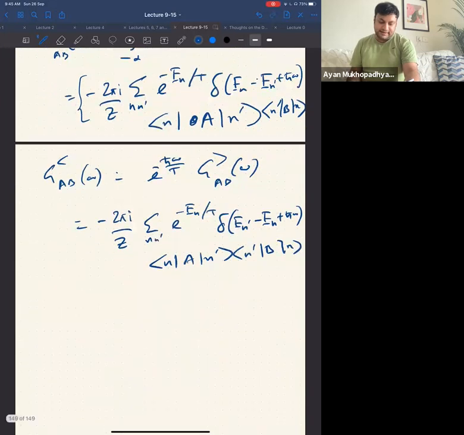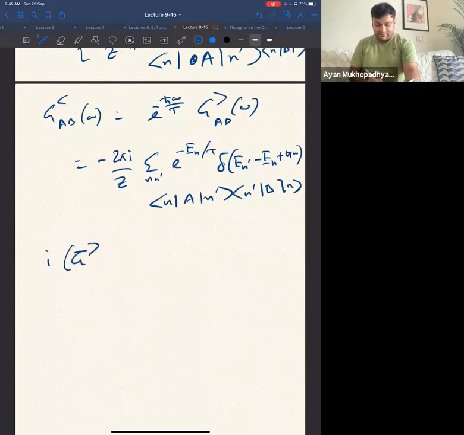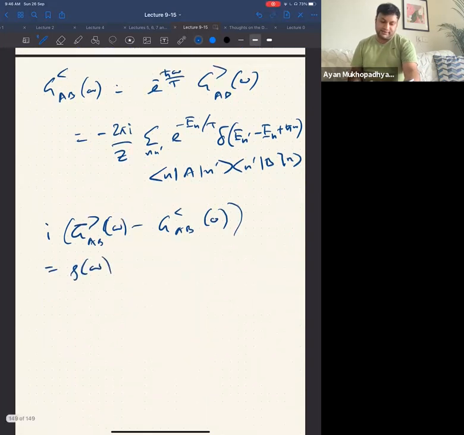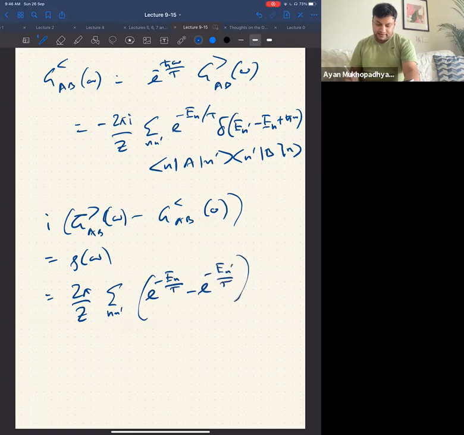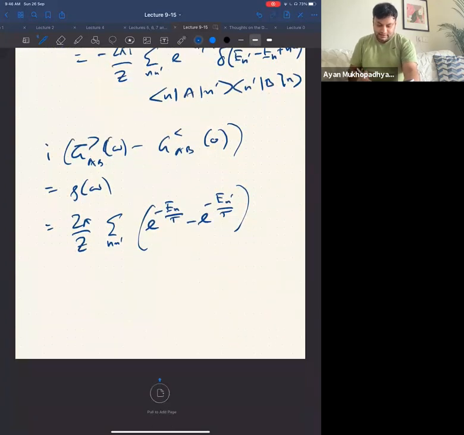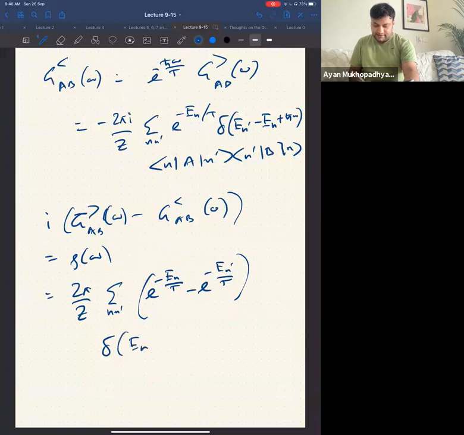So one interesting thing is that if you do i times G greater AB omega minus G less AB omega, this gives you the commutator rho omega in Fourier space, in frequency space, and this is nothing but 2 pi by Z. And I think if I do it correctly, this would be a homework problem to actually do it. Here you can do some steps which I'm omitting, and you get e to the power minus En by t minus e to the power minus En prime by t. I hope I'm doing the algebra correctly. And then delta of En minus En prime plus h bar omega.